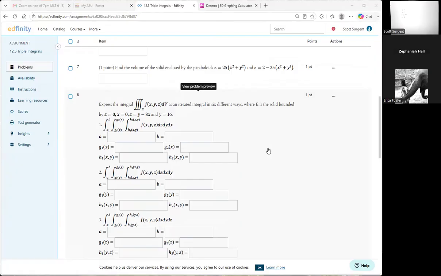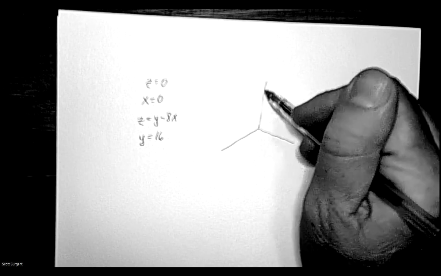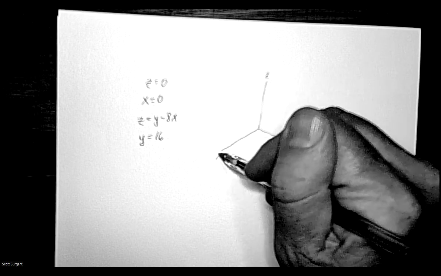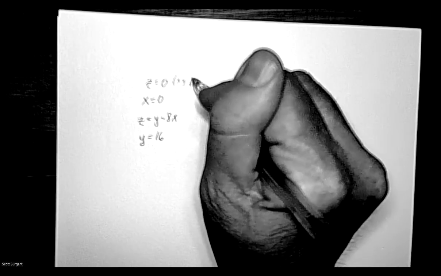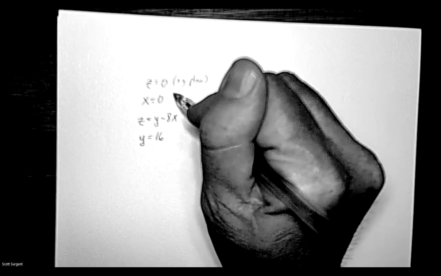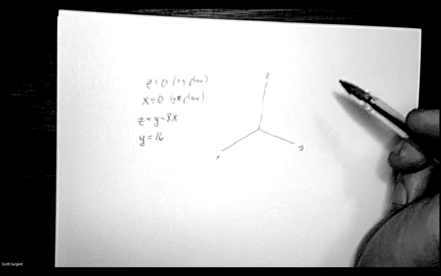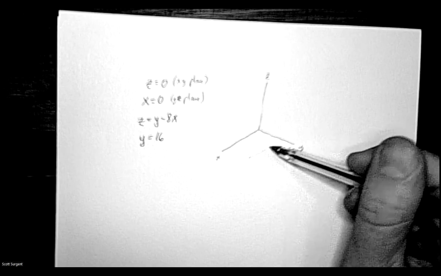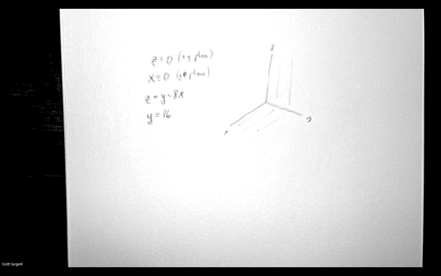Now, if I try to do this the traditional way, I could probably get a little bit into it. Let's see. z equals 0 is the xy plane, so that's one bound. x equals 0 is the yz plane, so that's another bound. Everything's going to be on this side of those two planes.